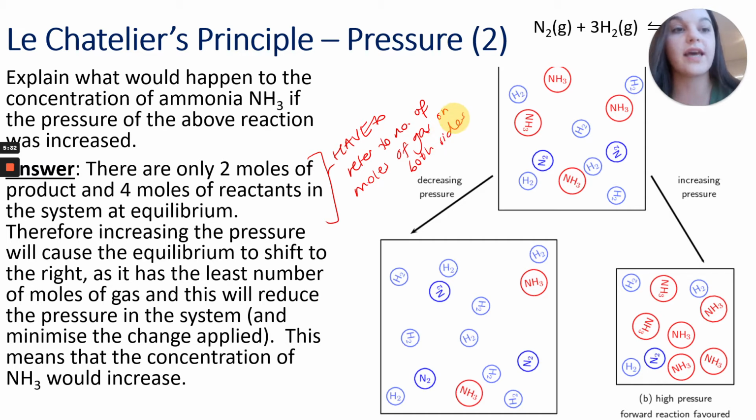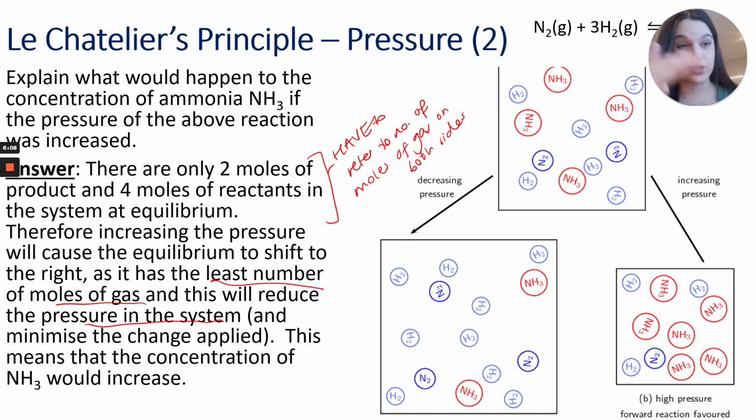So you need to say there is this many moles of gas on the reactant side and this many moles of gas on the product side. You can't get an Excellence if you don't do that. So therefore, like we said, increasing the pressure, squashing it into a smaller space, will cause the equilibrium to shift to the right, favoring the forwards direction, because this produces the least moles of gas, which will in turn reduce the pressure of the system, and therefore following Le Chatelier's principle, it will minimize the change that has been applied to the system.